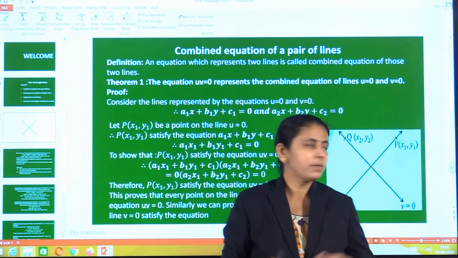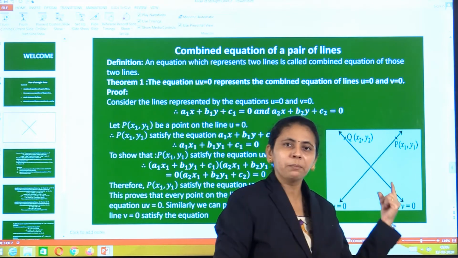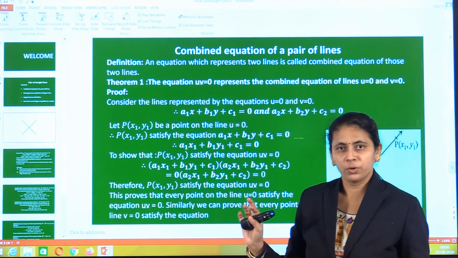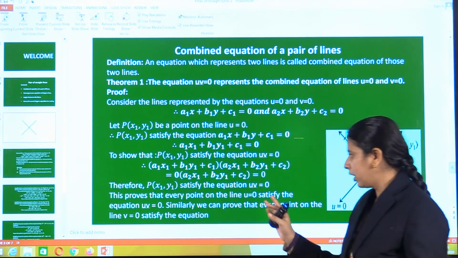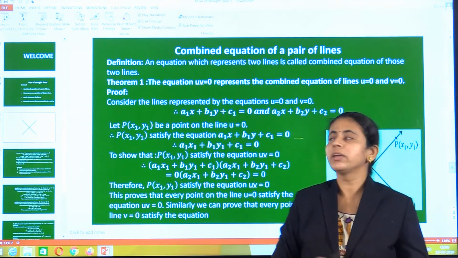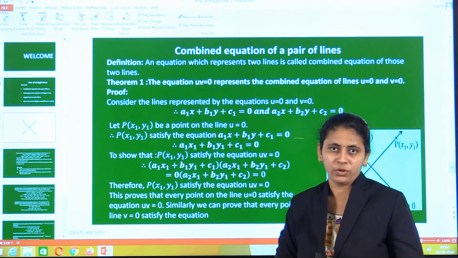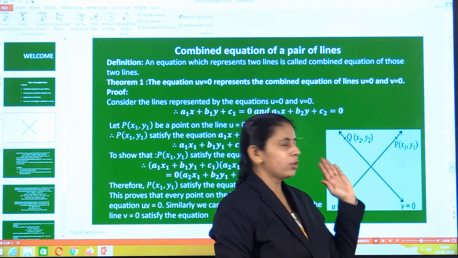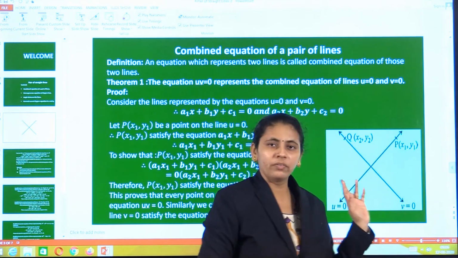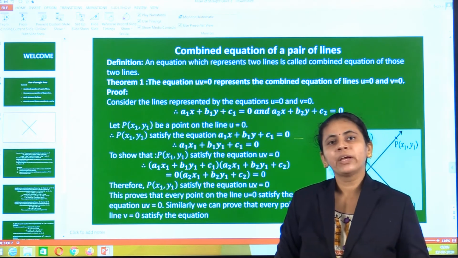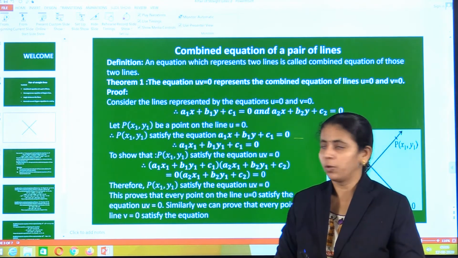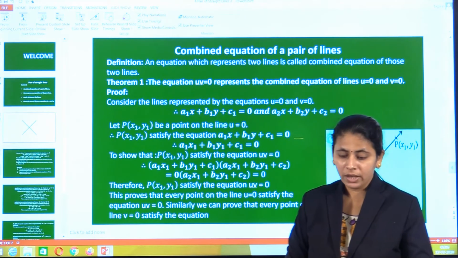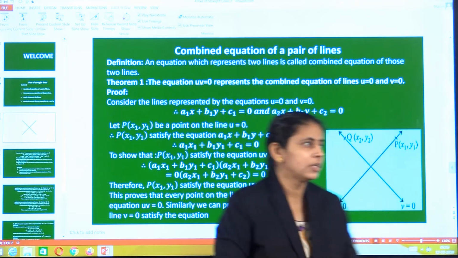Similarly, if you take any other point on this line, that point will also satisfy the equation uv = 0, and therefore every point on the line u satisfies the equation uv = 0. Similarly, we can prove that any point (x2, y2) on line v will also satisfy the equation uv = 0. And here the first part of the theorem is completed. Now we see the second part of the theorem.